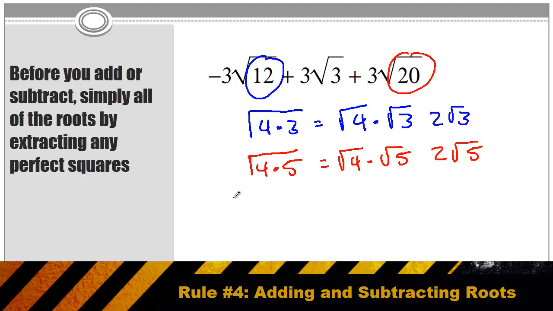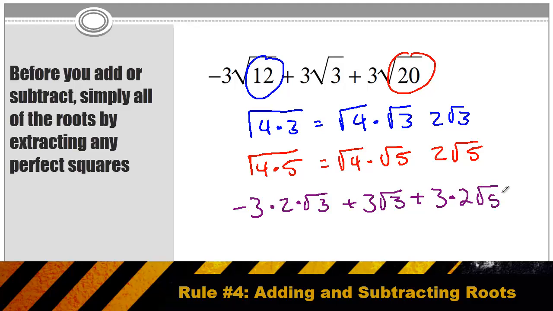Now I can rewrite the equation as negative 3 times root 12, which I discovered was 2 times the square root of 3, plus 3 root 3, nothing I can do there, plus 3 times the square root of 20, which became 2 root 5, or negative 6 root 3 plus 3 root 3 plus 6 root 5.